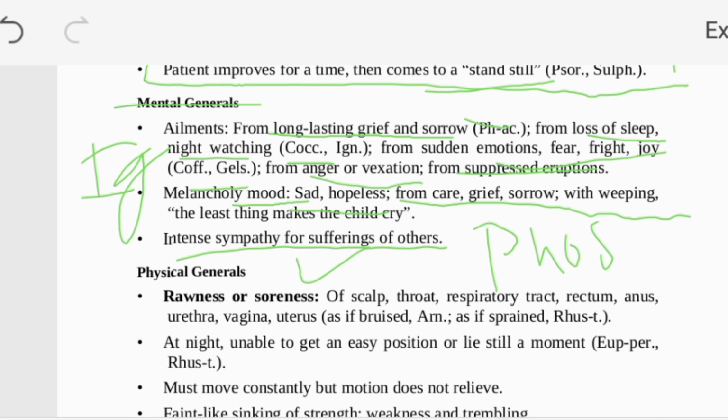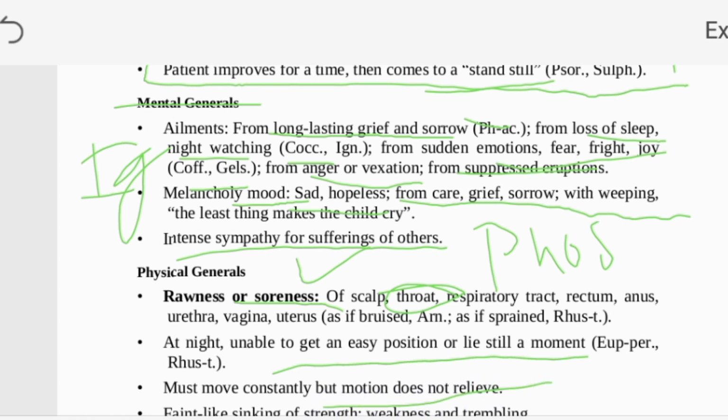Physically, causticum is mainly given in case of soreness. The soreness can be present in the respiratory tract, throat. Clinically it is mainly given for sore throat. Painless sore throat is calcarea carb, but here in causticum soreness is present. Soreness is present, hoarseness is present, we can give causticum. Then at night, because of soreness they can't get an easy position to rest. They move constantly, but motion does not give relief. That is also an important point.